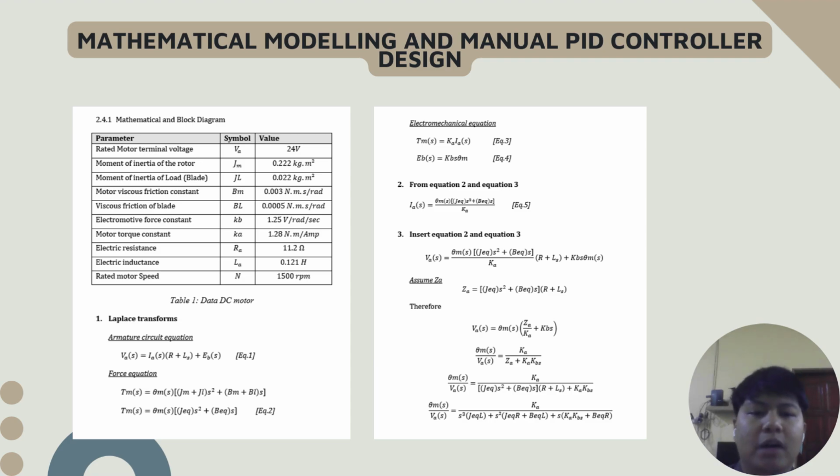For my part, I will explain the mathematical modeling and manual PID controller design. First, the electrical and mechanical parameters of the DC motor and blade load were identified. Then, the armature circuit equation and mechanical torque equation were formulated and converted into the Laplace domain. The electrical and mechanical parts were linked through the electromechanical equation, and the equivalent inertia was calculated to account for the blade load. Finally, all the parameters were substituted to obtain the overall transfer function, which is used in the next step for stability analysis and manual PID tuning.